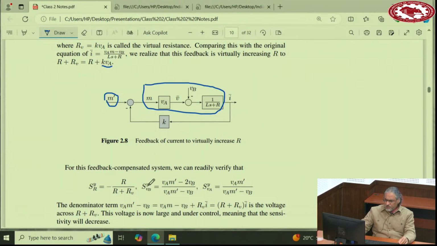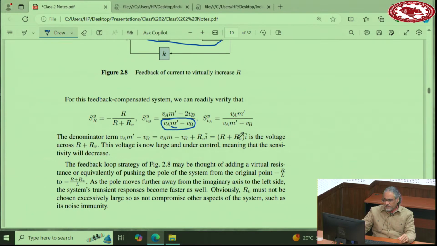And the sensitivity of Y with respect to VB now becomes the same expression we had before, but now instead of M, we have M prime here. And M prime is not the modulation index, it's the modified modulation index. So the number for M prime is different now, and this quantity in the denominator can become large. And the same thing here, right? And I have shown that here.